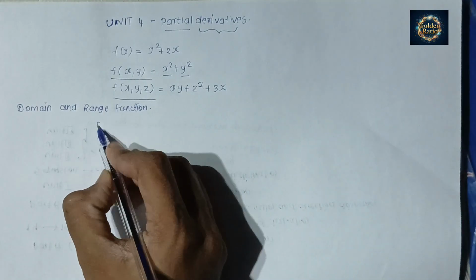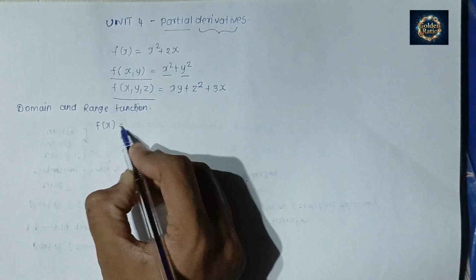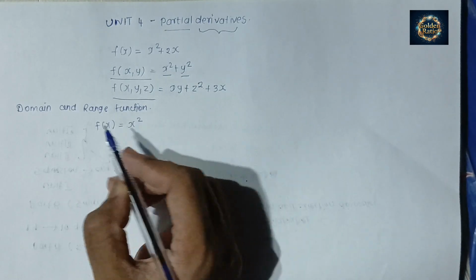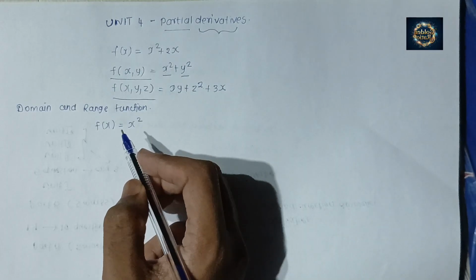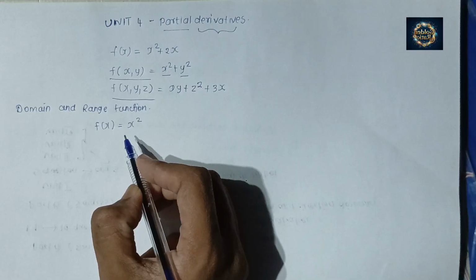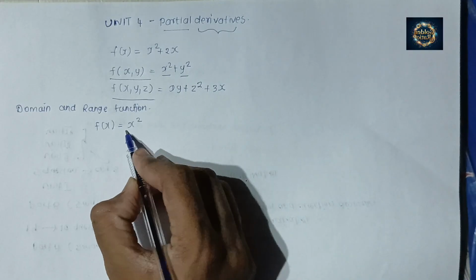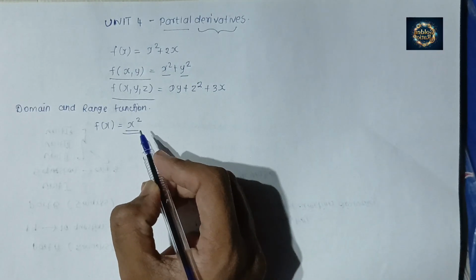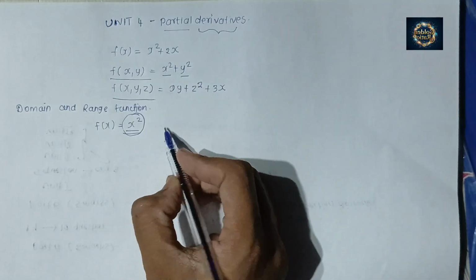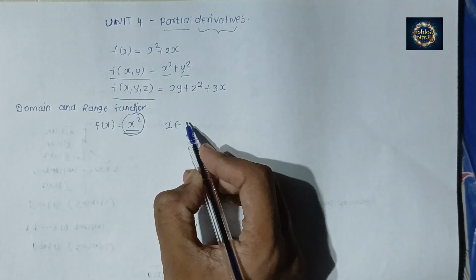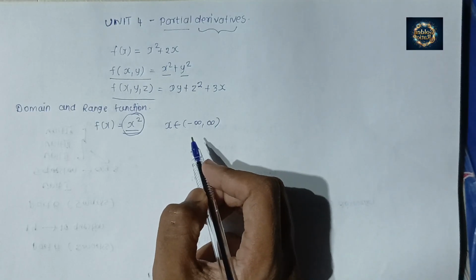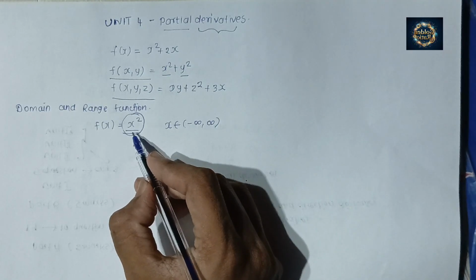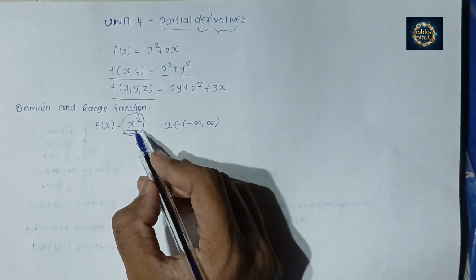For example, I am going to consider the function, let f of x be x square. How can we define the domain and the range? The domain is nothing but the values that we can give to this function. In this function, x can hold any number from negative infinity to positive infinity. The numbers or values which can be given to the variable are called the domain of the function.